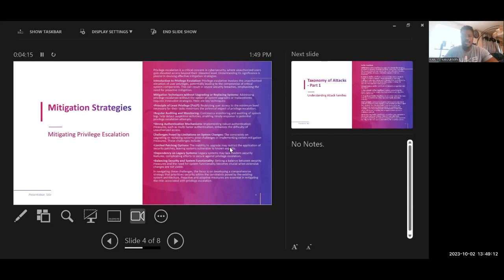Then we go to mitigation techniques without upgrading or replacing systems. Addressing privilege escalation without the option of system upgrade or replacement requires innovative strategy. Here are some of the key techniques to identify and mitigate without upgrading, replacing the system, or doing any patching. Now, we have something we call regular audit and monitoring. We have to monitor the environment. We have to audit on a quarterly basis. We have to deploy a lot of monitoring tools in place to monitor the environment.